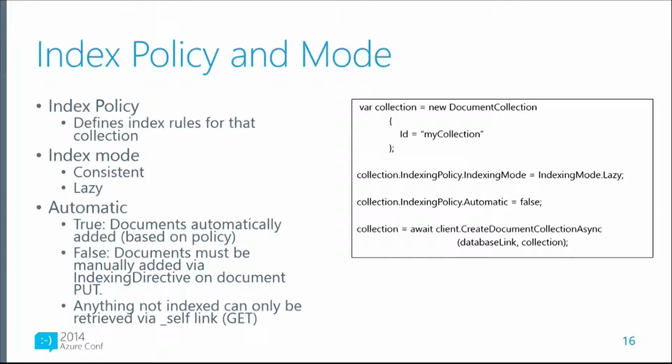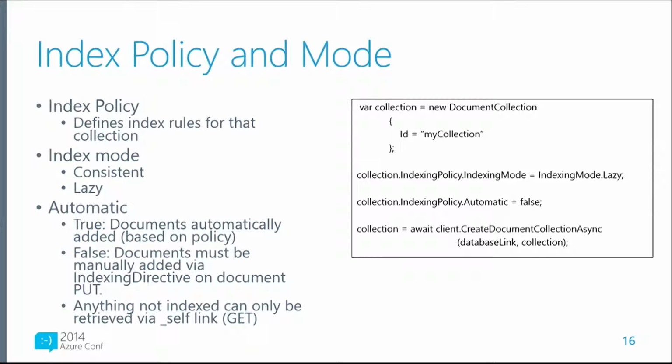So we do that by setting a thing called an index policy. And the index policy allows us to define a set of rules for indexing on that collection. I think it's really important to reinforce this is defined on a collection, and at the moment it is immutable. So when you create your collection, you define the policy and you can't change that policy later. So it's a bit of a gotcha, so you just need to make sure you're aware of that. That policy then defines an index mode. That mode can be consistent or lazy.